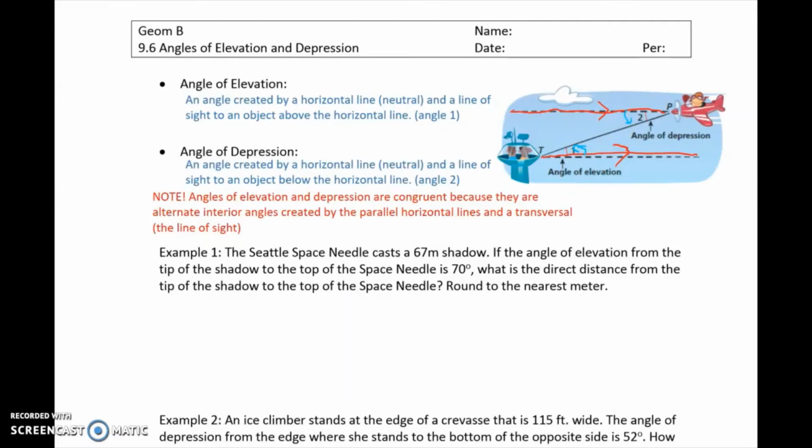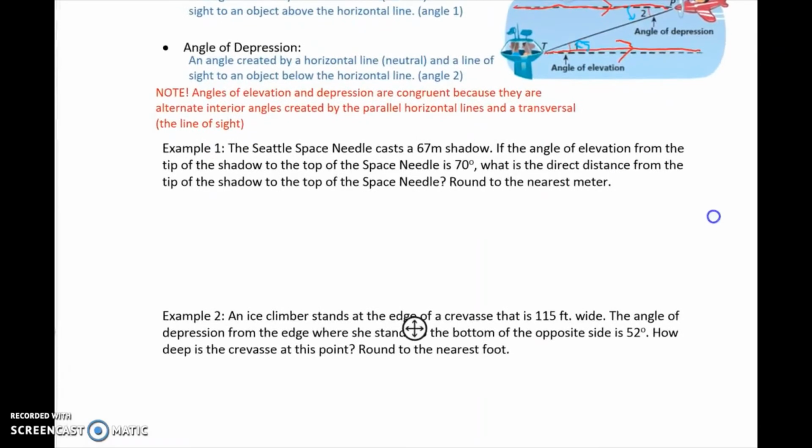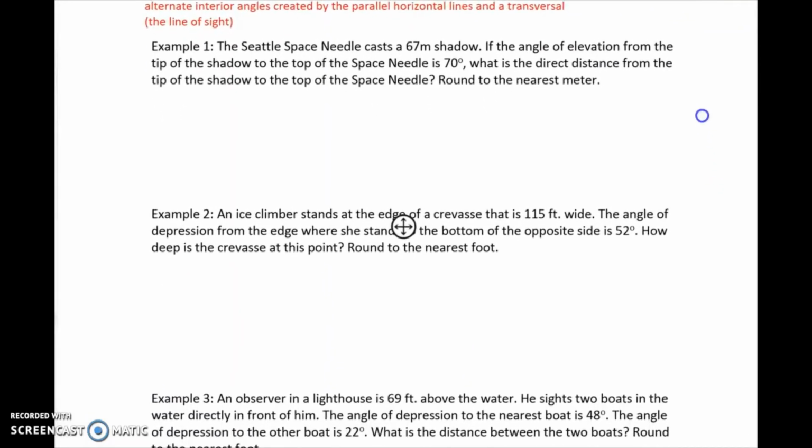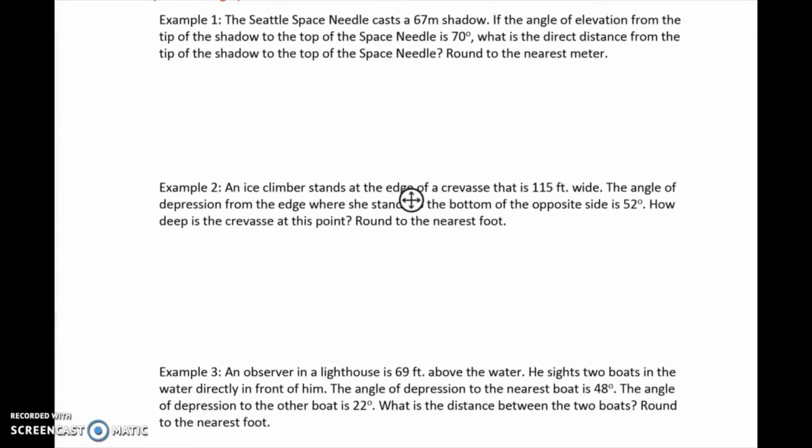Okay, so let's take a look at example 1, and the thing about today's work is you need to not only calculate the missing information, but you need to draw a picture to help you do it. So let's take a look at example 1, and we're dealing with this Space Needle. So we have the Space Needle in Seattle casting a 67-meter shadow. The angle of elevation from the tip of the shadow to the top of the Space Needle is 70 degrees. What is the direct distance from the tip of the shadow to the top of the Space Needle?